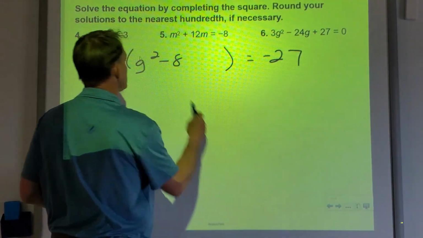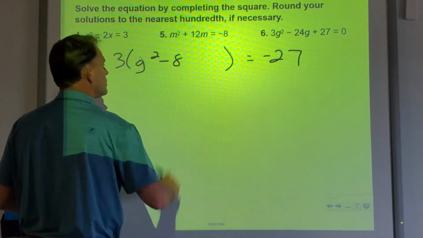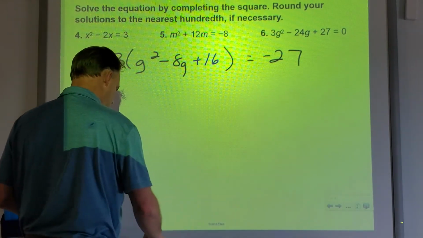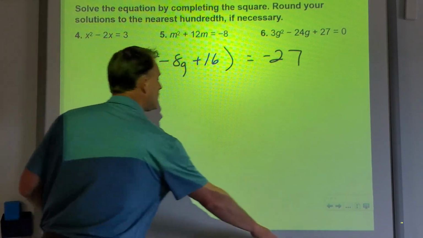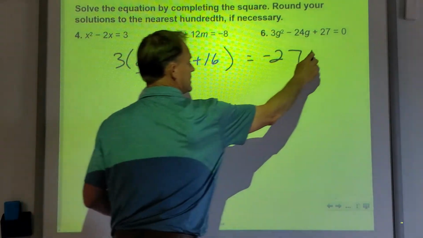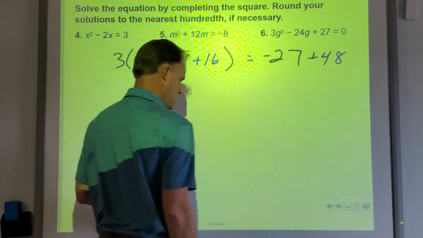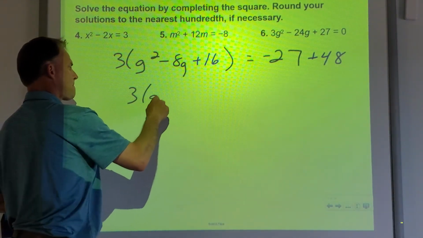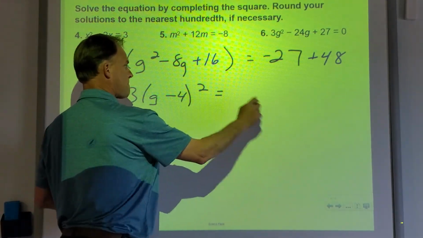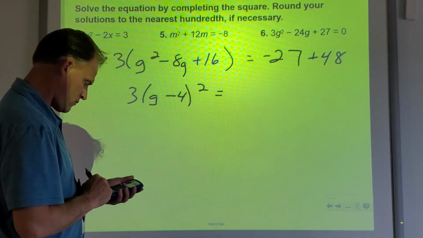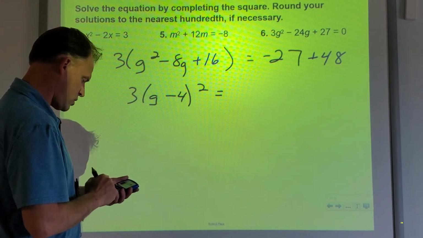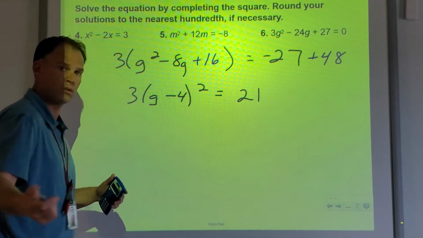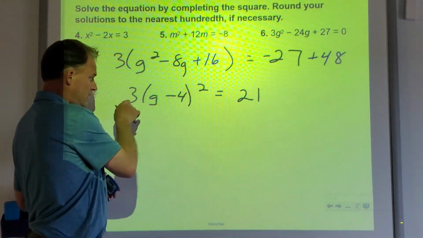All right. So complete the square. Half of this is 4 squared is 16. But remember, that's not 16. I'm going to multiply this times this, and I added 48 to both sides. Factor. Negative 27 plus 48, 21. Keep going. Solve. Do this first.